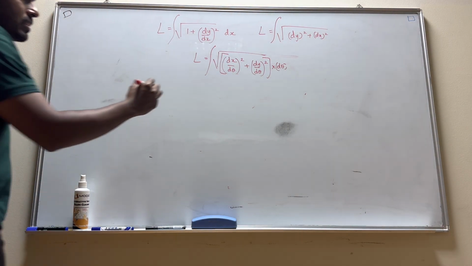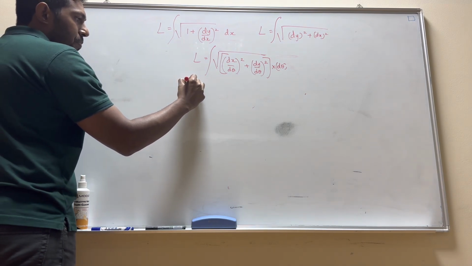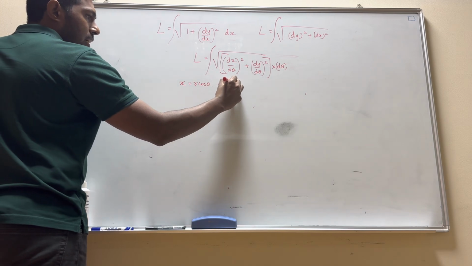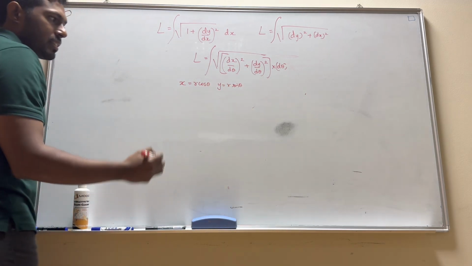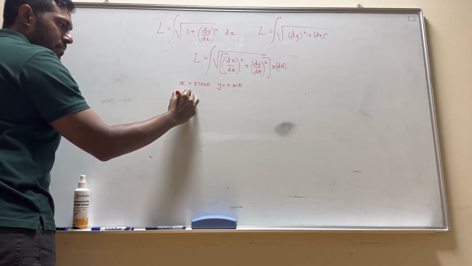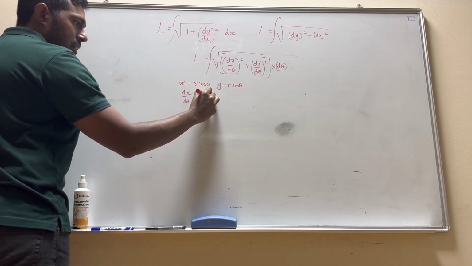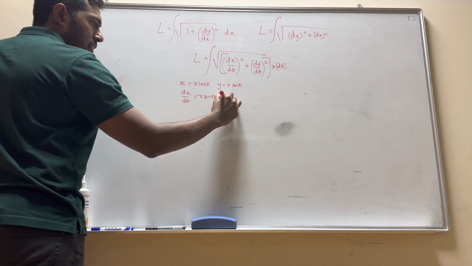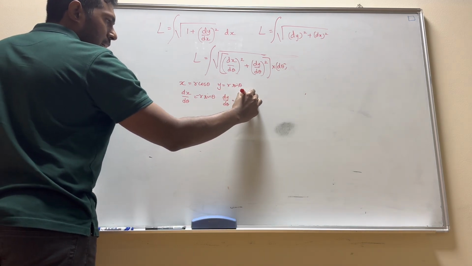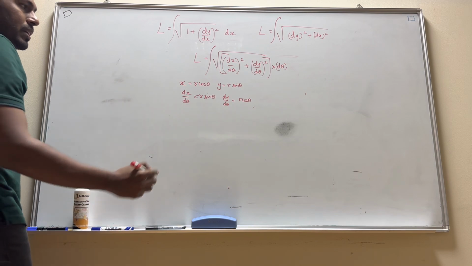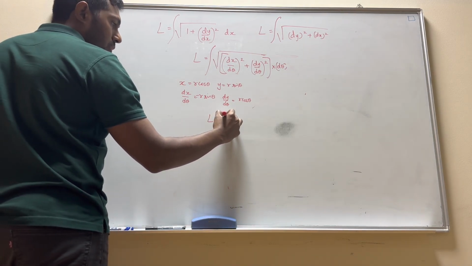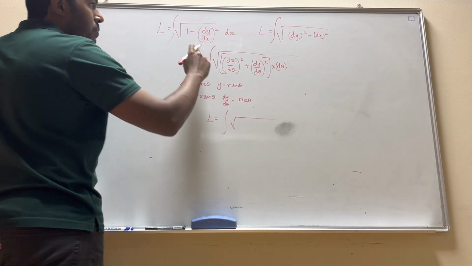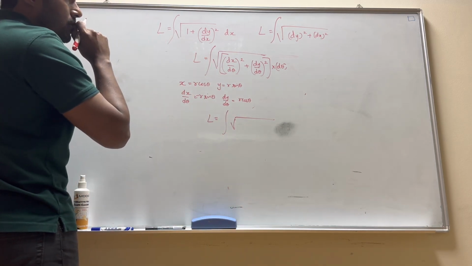Now why did I do this? Because I know x is r cos theta, y is r sin theta. So dx by d theta is equal to r minus r sine theta, and dy by d theta is equal to r cos theta. And when I substitute it here, I directly just put it in, so I get integral root. Oh, there is a plus 1. No.